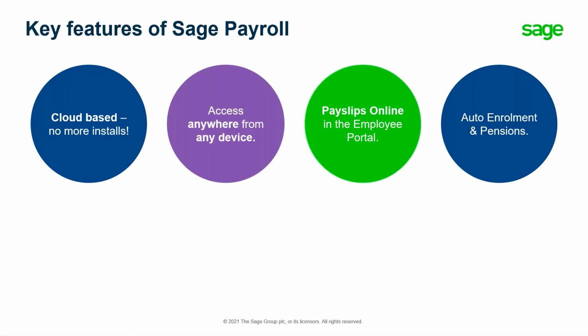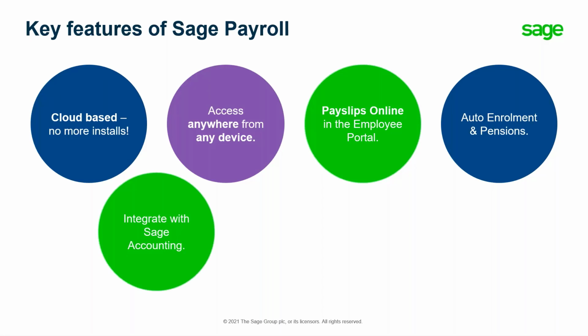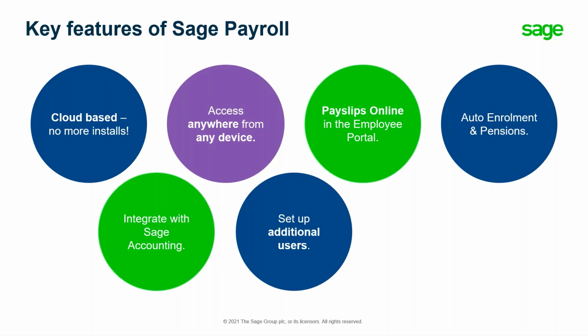You have some auto enrollment and pensions features, which will ensure that anyone that meets the criteria to be automatically enrolled is put into your pension scheme. And you've got some integration with Sage Accounting. So if you have Sage Business Cloud Accounting, your payroll information will post automatically into your accounts.